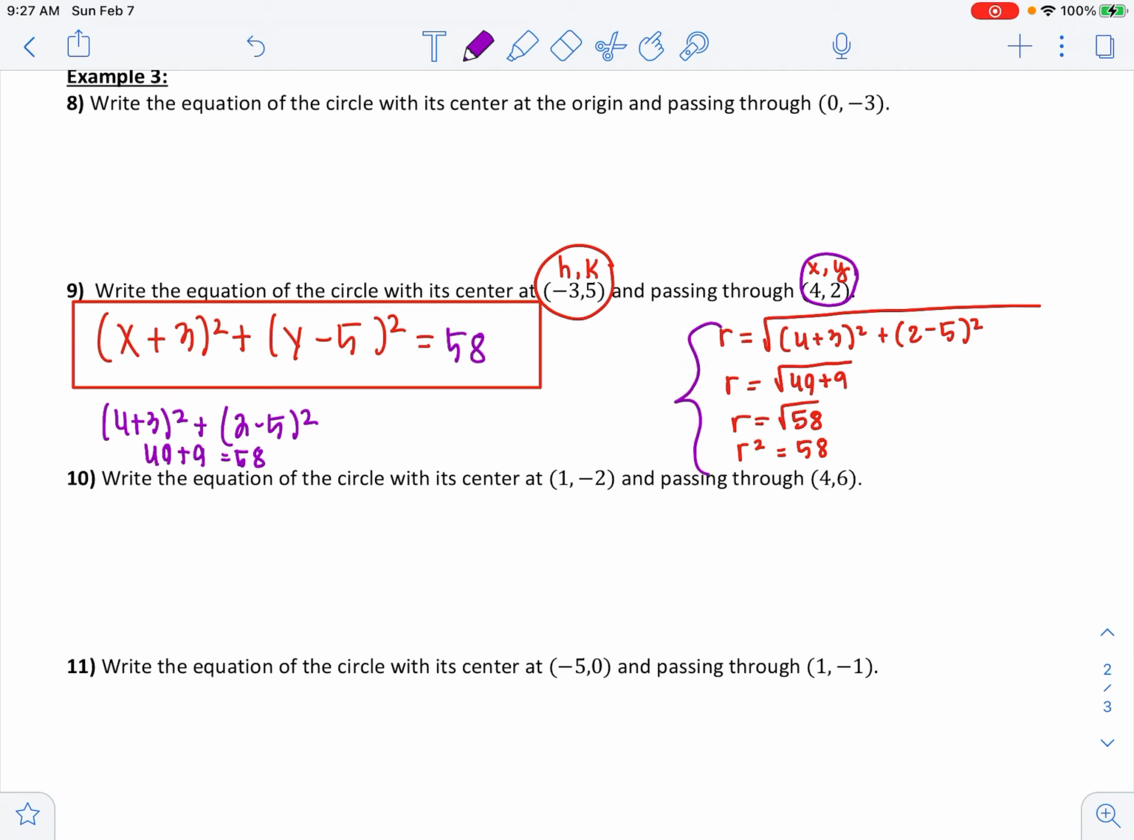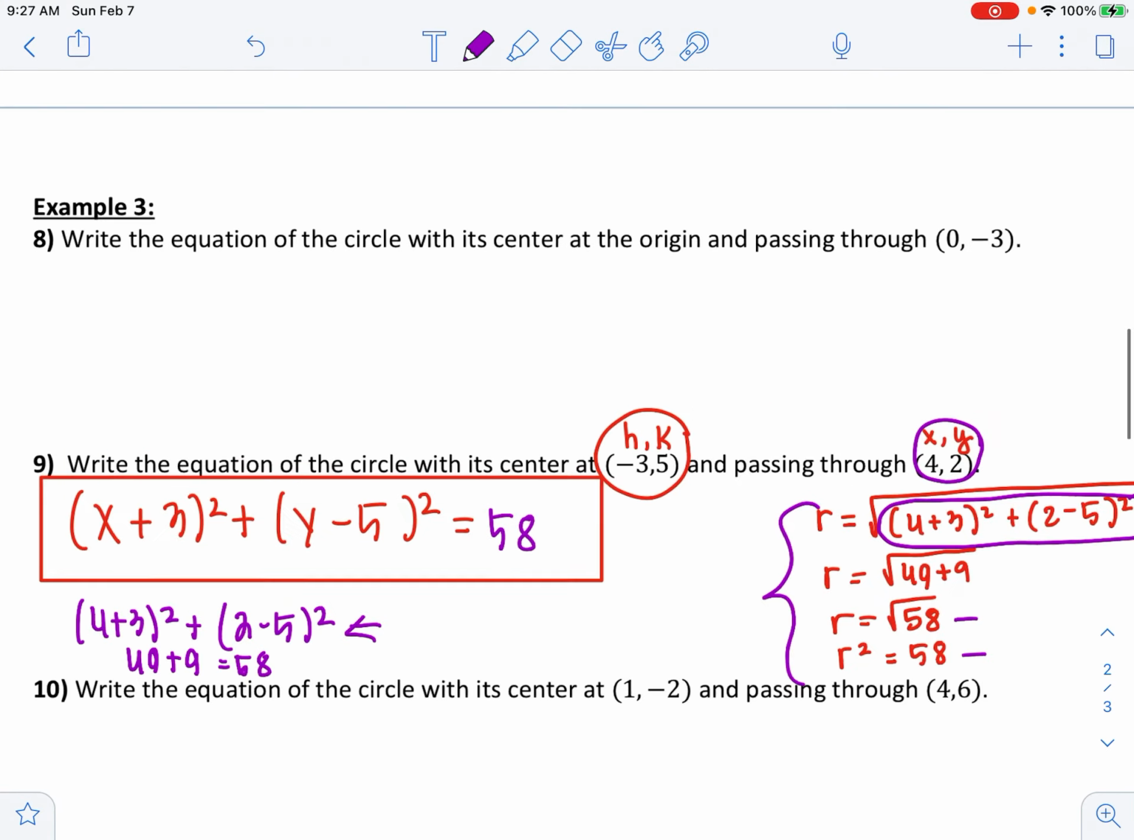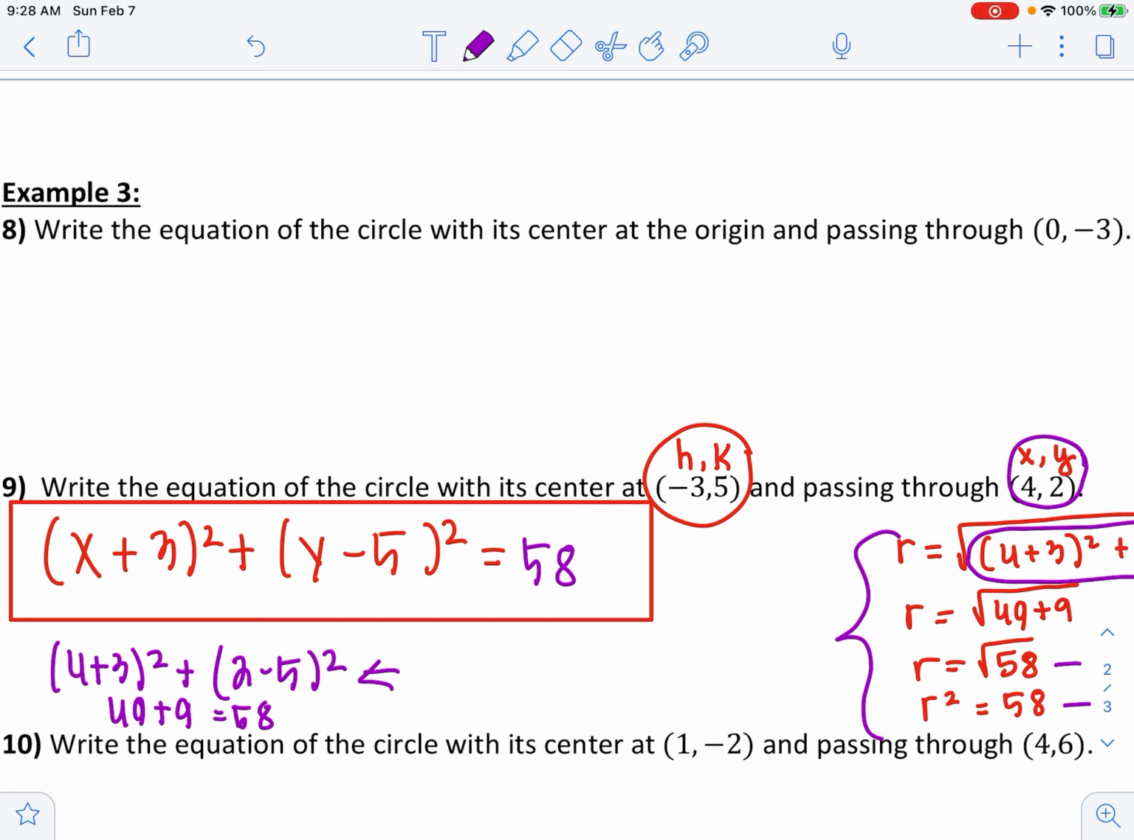Okay, so if you look at this work compared to this work, it's the same pretty much. You just wrote more, right? This you had to get the square root and then square it. This one you didn't have to do that. So basically, we just did this right here, right? Smart, huh? Okay, so let's go do 8 using that method.